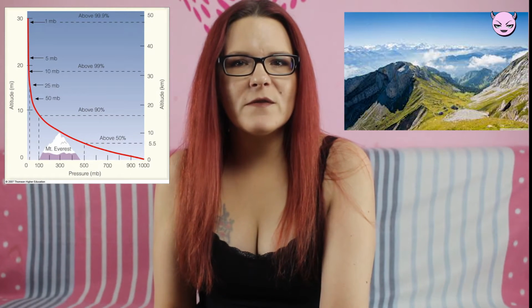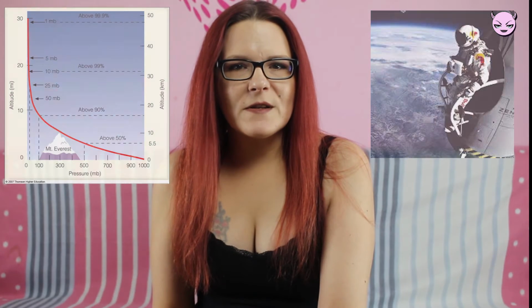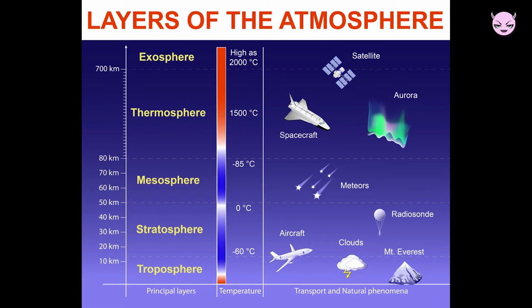But let's focus on the atmosphere itself. The atmosphere has a higher density at the bottom than at the top. The higher you rise in the atmosphere, the less atmosphere is above you and the lower is the pressure. At 6 kilometers altitude, you have 30% of the atmosphere below you. At 40 kilometers altitude, it's already 99%. The atmosphere contains different layers with different properties.